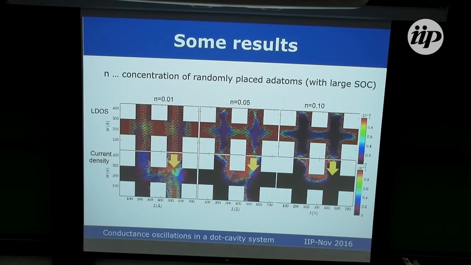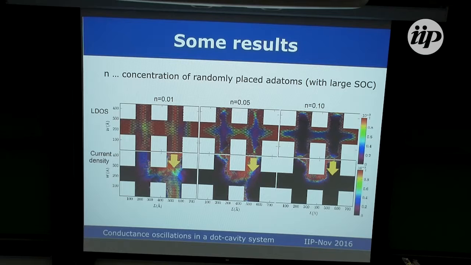Depending on the concentration, you can get more and more until you get to a regime which is actually quantized. It's like quantum Hall. All the current crawls along one of the borders, one of the edges of your system. So this is the nicest picture I have to show, and the remaining results Leandro will be happy to discuss with you.